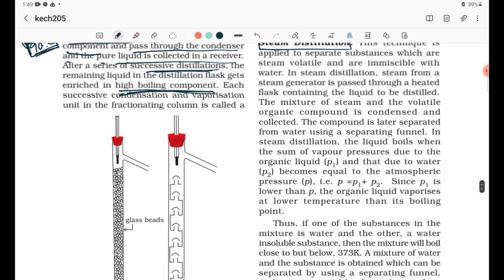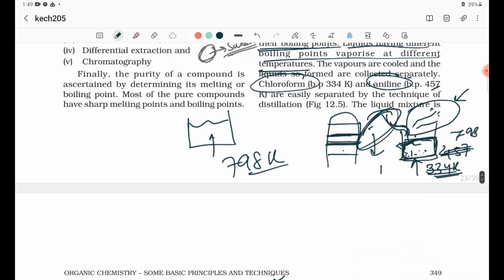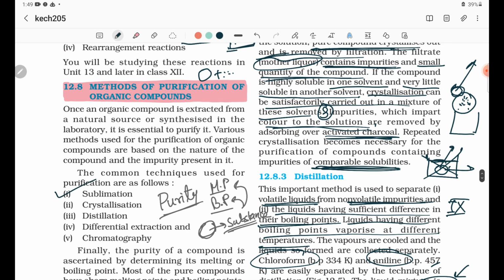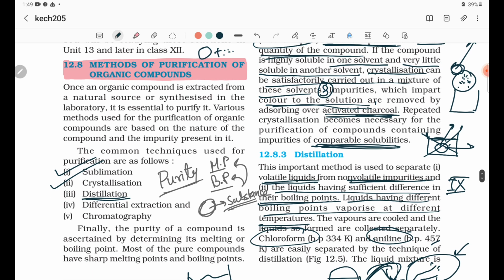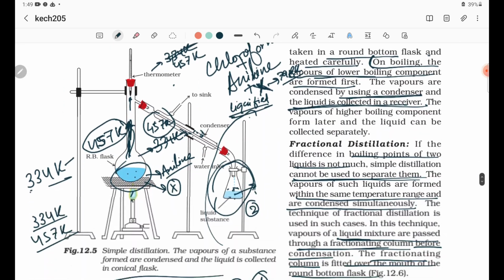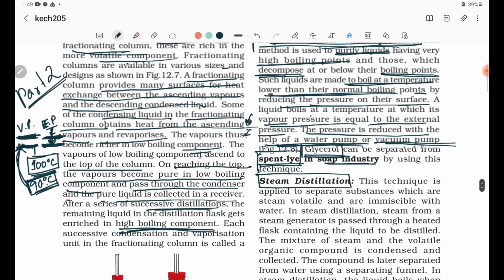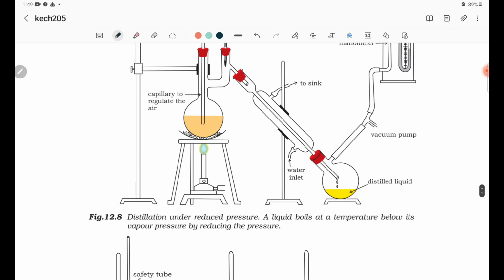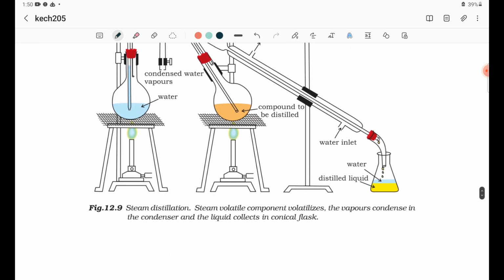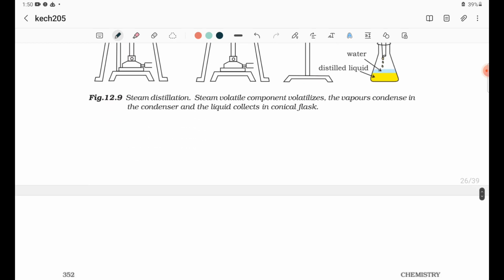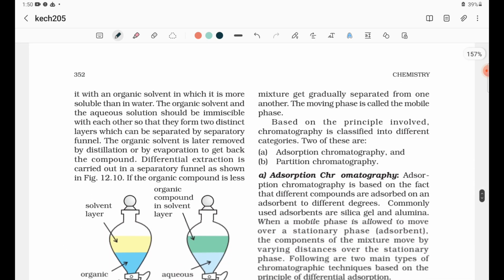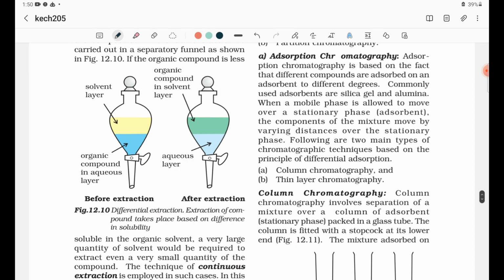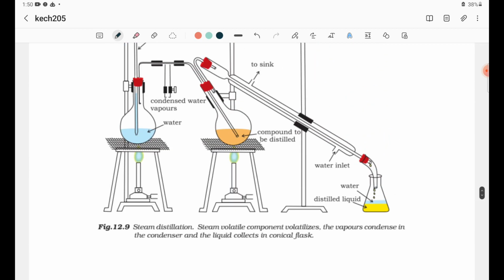Then we will go on to see the types. I have already told you we will discuss them. We have discussed sublimation, we have discussed crystallization, and now we are discussing distillation and the last part of the distillation. Then we have differential extraction and chromatography. So in this chapter also we will read both of them. After steam distillation ends, here is the differential extraction and this is the diagram. And then we have chromatography, adsorption chromatography. There are various types of chromatography that we have to discuss.